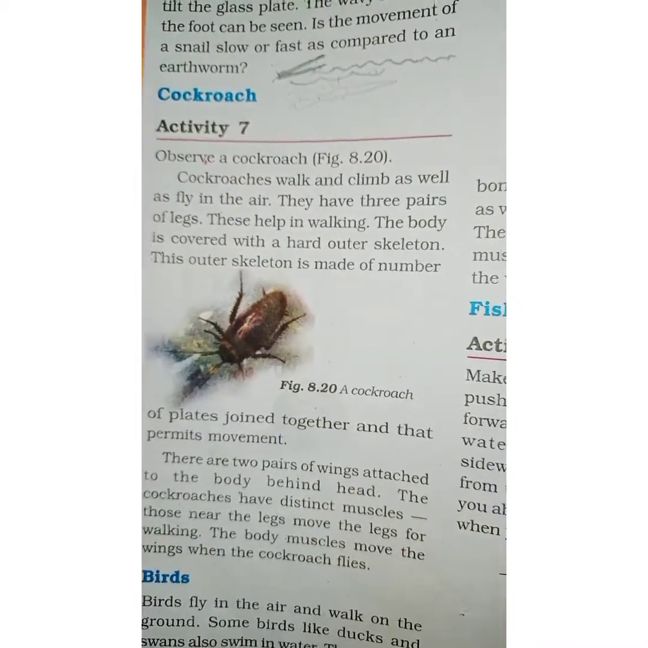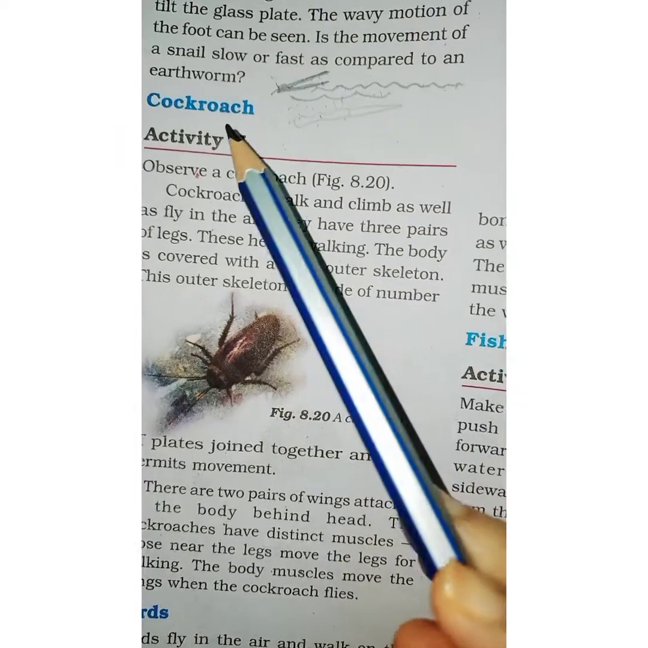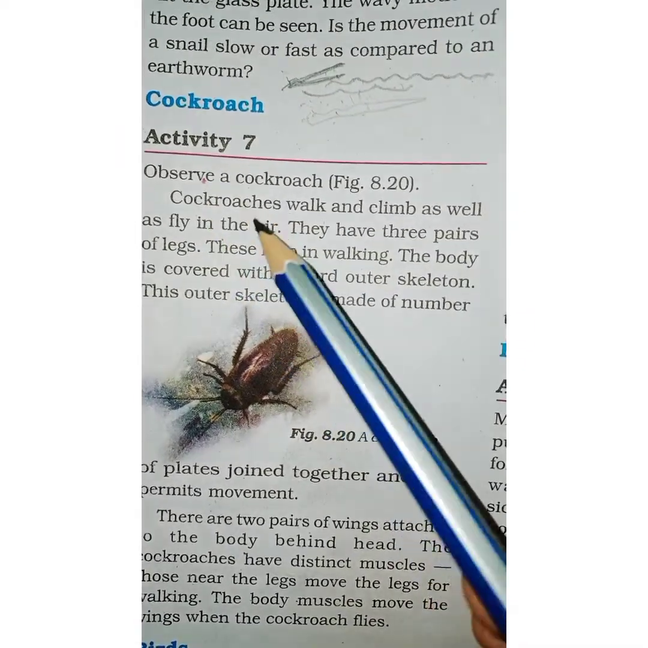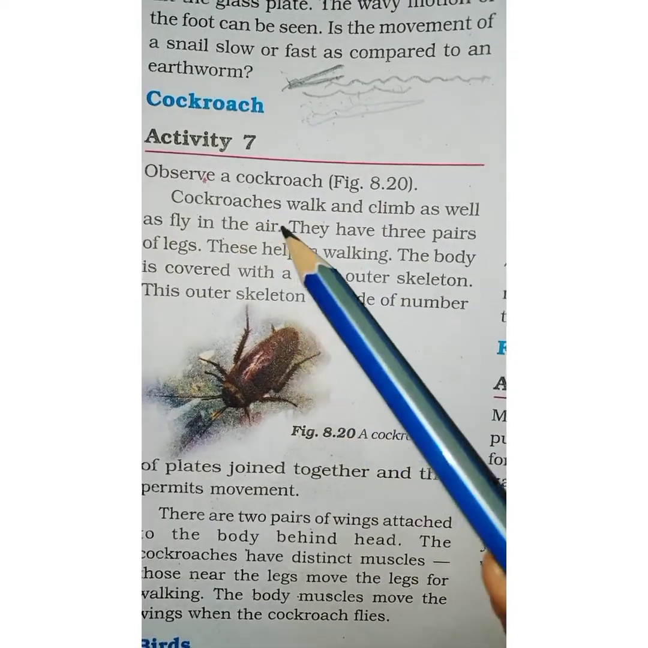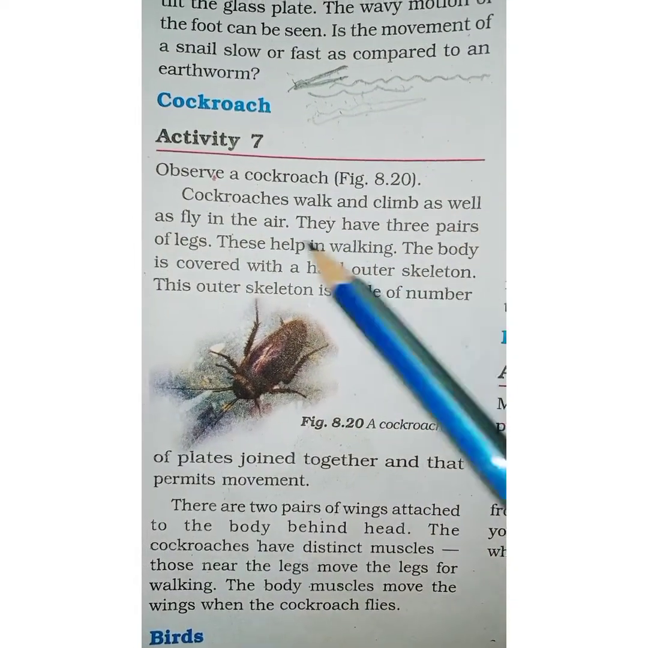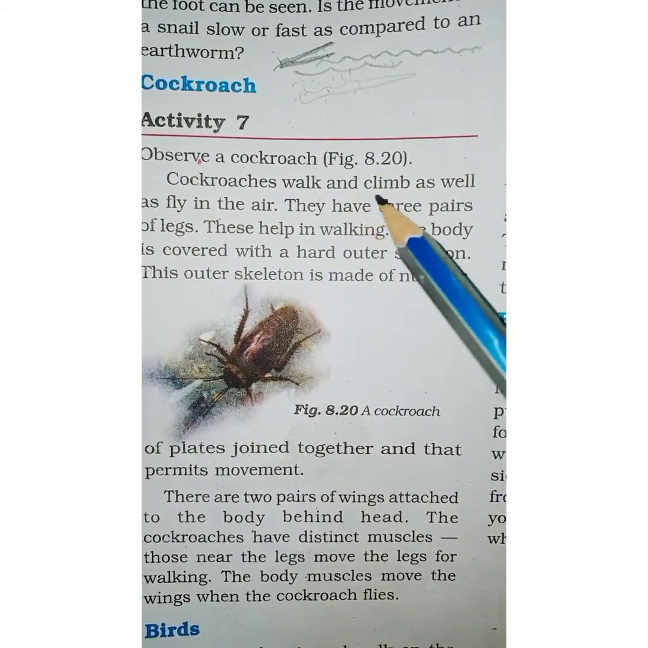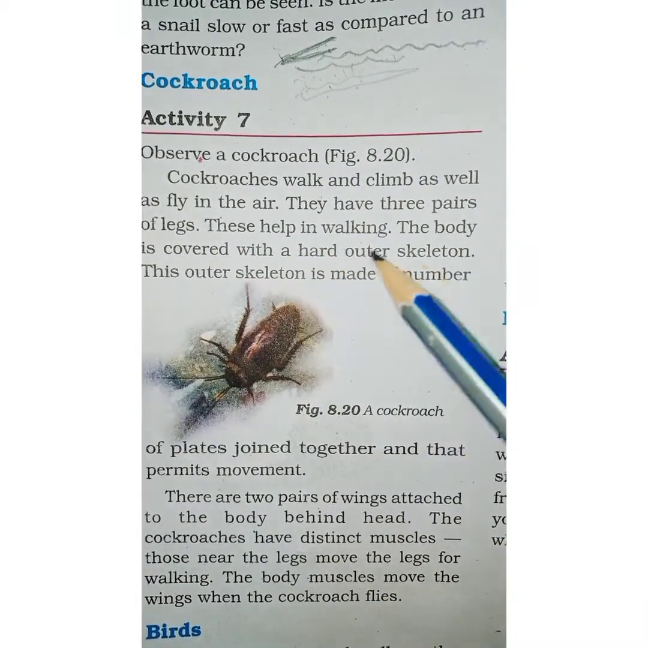So let us look into the next activity, which is about the cockroach, and the activity is activity 7. Observe a cockroach. Cockroaches walk and climb as well as fly in the air. We all know that cockroaches can climb, they can walk, and they can even fly in the air.